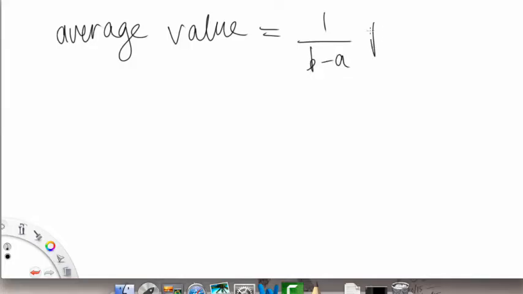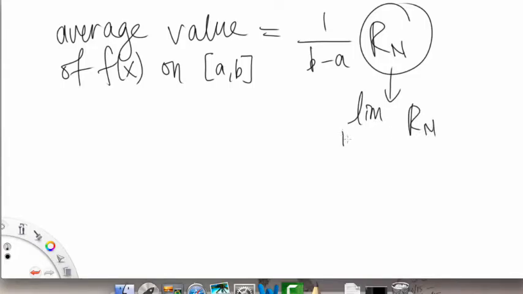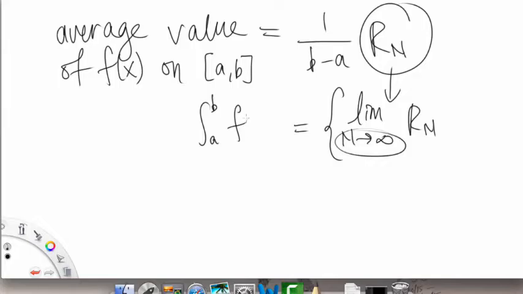So we have that average value here is now equal to 1 over b minus a times r sub n. So this is our average value of f of x on the interval a to b, okay? And furthermore, the limit of r sub n as n approaches infinity is equal to the definite integral. By definite integral, I just mean our integral from a to b of f of x dx.